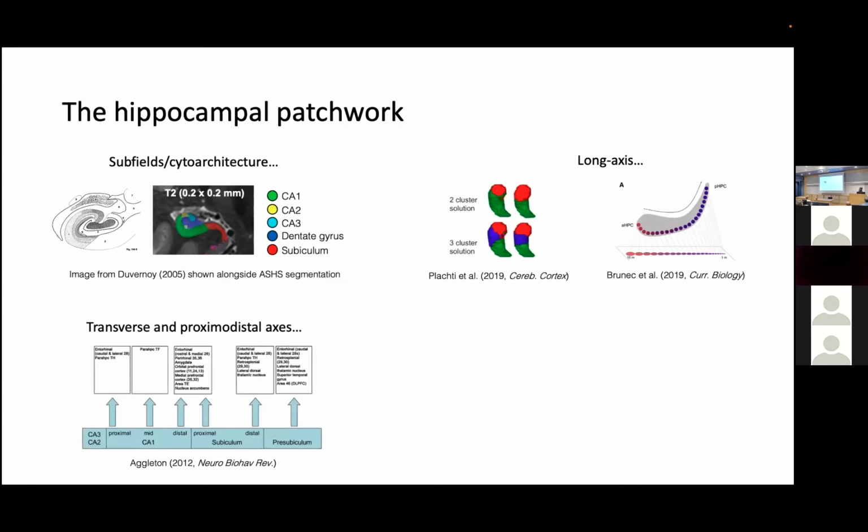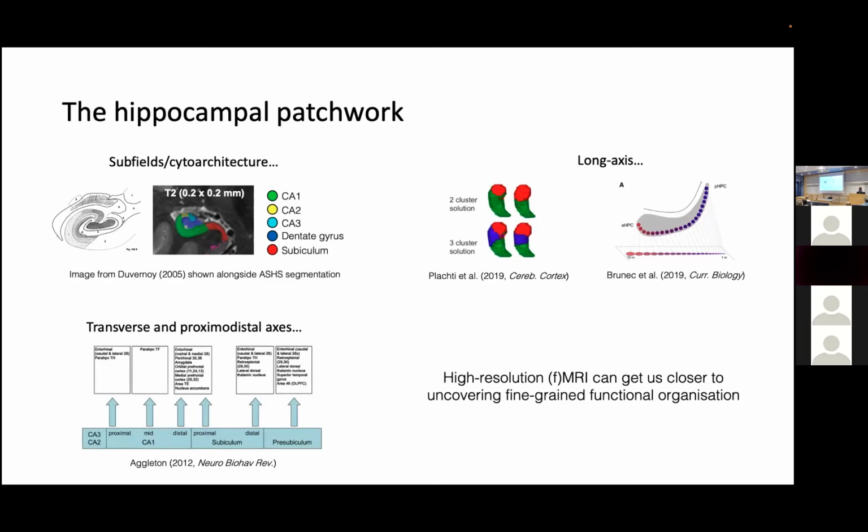Complicating matters further, we also have variation along the transverse, so the medial to lateral axis, and also along the proximal distal components of different subfields. So proximal and distal CA1 and subiculum, for example, project to slightly different regions and also form distinct circuits within themselves.